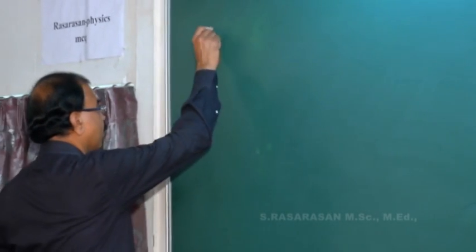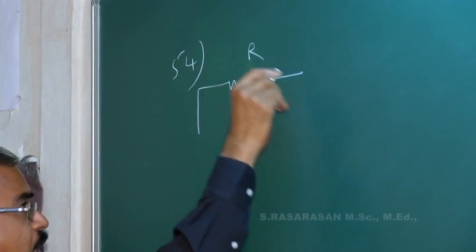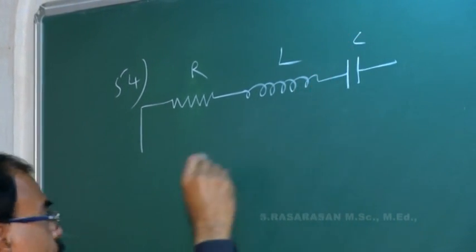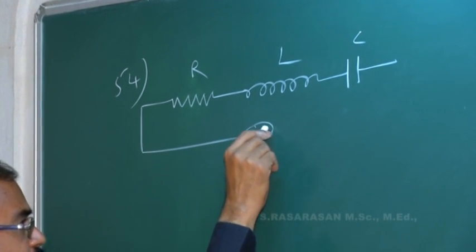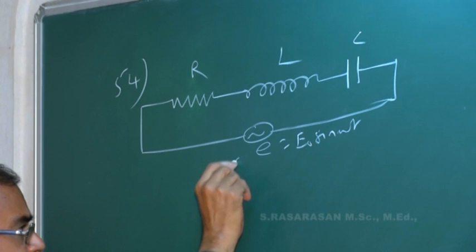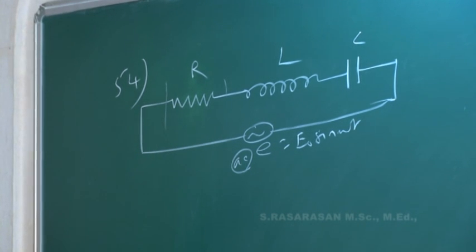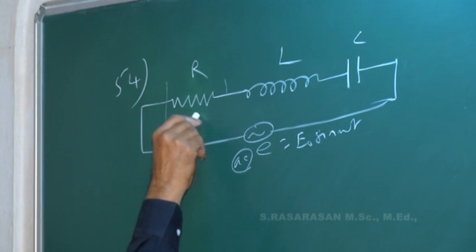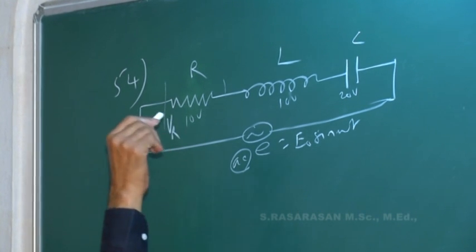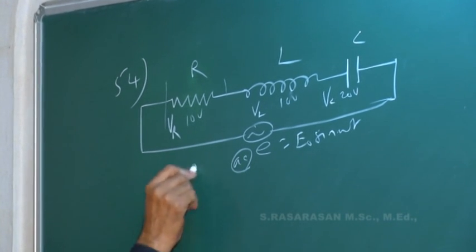Yes, here in the RLC circuit, let this one be the resistor, let this one be the inductor, let this one be the capacitor. All these three are connected in series with an alternating current source of EMF E is equal to E naught sin omega t, that is the AC source. The potential drop, or say the voltage across R, L and C, is respectively 10 volt, 10 volt and 20 volt. That means V suffix R, V suffix L, V suffix C. What is the effective voltage V?